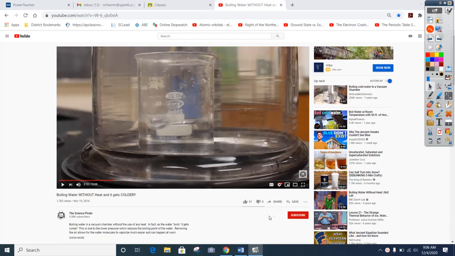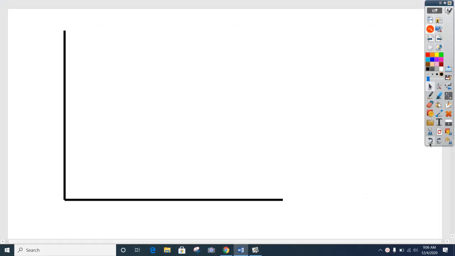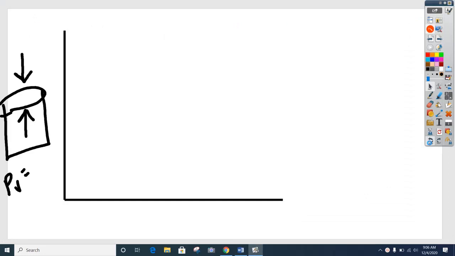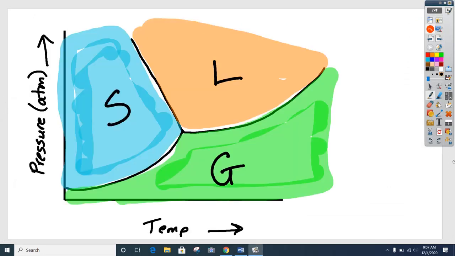So what in the world is going on? How can something boil without changing the temperature? Well, to answer that, we're going to go back to this graph.